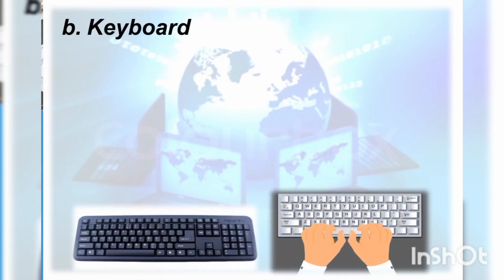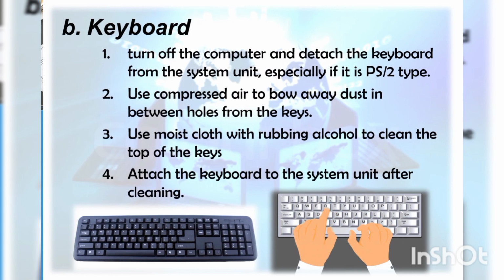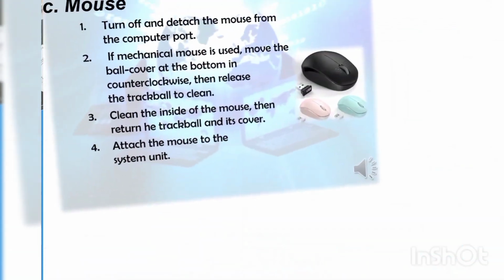Our next component is the keyboard. Here are the proper ways to clean your keyboard. First, turn off the computer and detach the keyboard from the system unit, especially if it is a PS2 type. Next, use compressed air to blow away dust in between the holes of the keys. Third, use a moist cloth with rubbing alcohol to clean the top of the keys. Then the last one is to attach the keyboard to the system unit after cleaning.